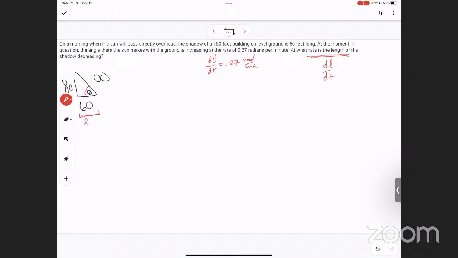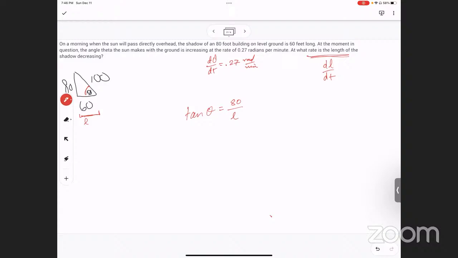So the key here is that you want to use a trig function that relates theta with 80 and L. You don't need anything else, because what you're going to say is that the tangent of theta is equal to the opposite, which is always 80, over the adjacent, which is L in this case. Do you understand? That's the formula you want to use.